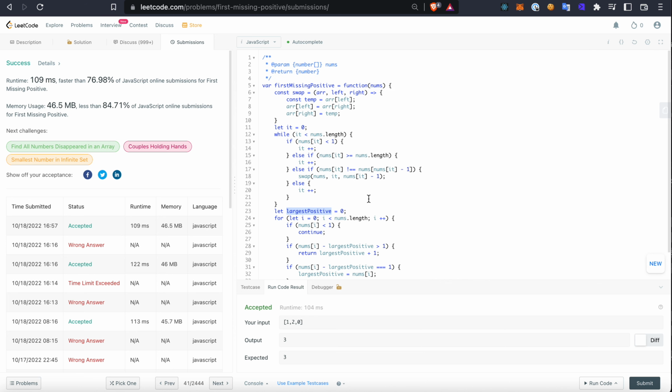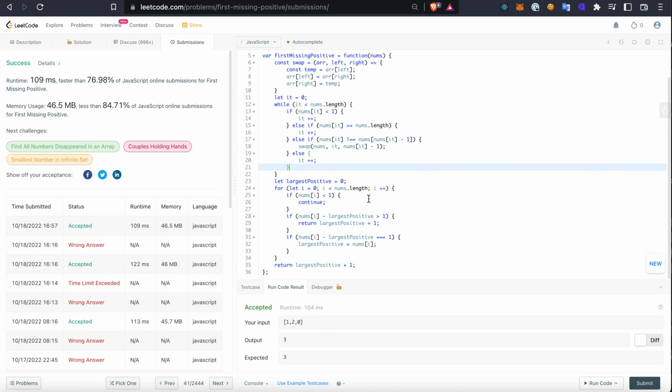So yeah, there you have it. Once again, cyclic sort using one indexing, and then simply keeping track of the largest positive number you had.